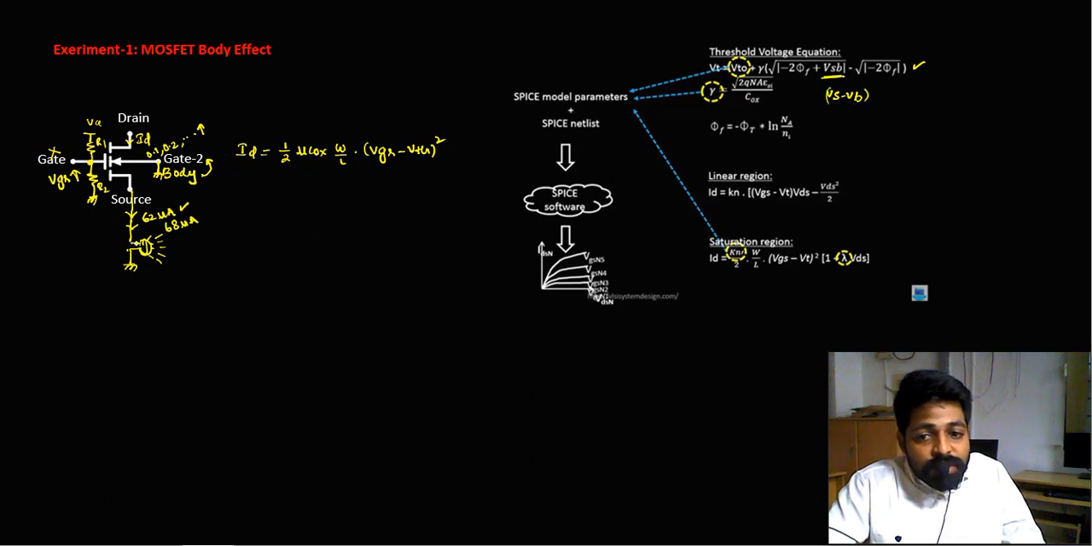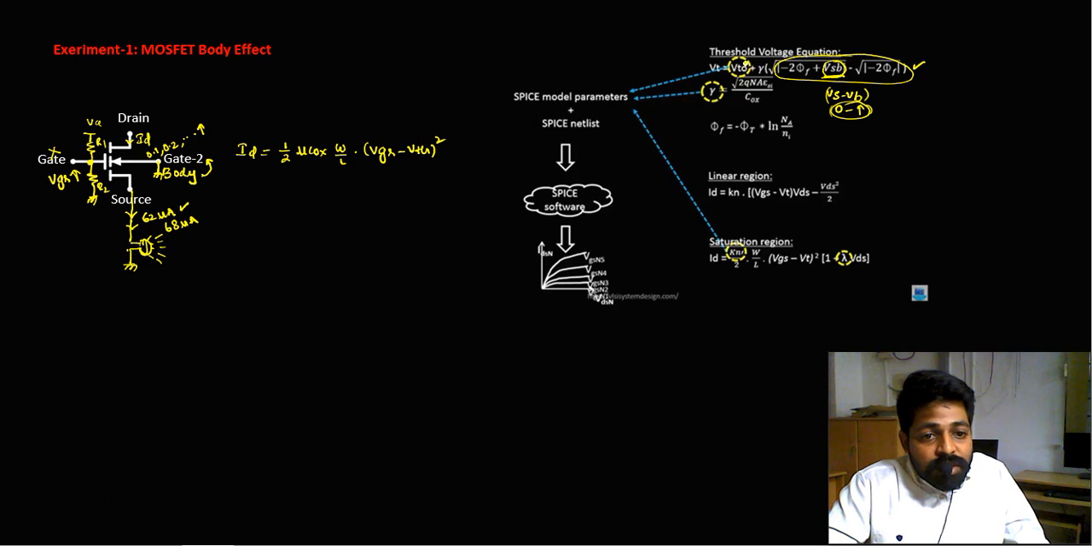Now let us observe that the internal resistance of the LED is 0, so the drop across this is 0. So the source terminal is connected to the ground, and the body terminal potential I am trying to increase. That means the voltage over here is increased, so VSB is becoming more negative. This term is becoming more negative, and the overall term is also becoming more negative.